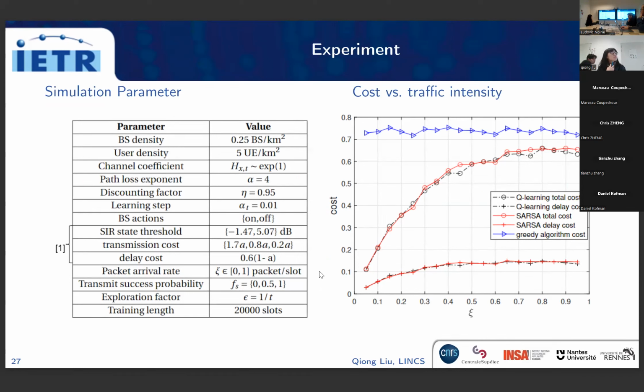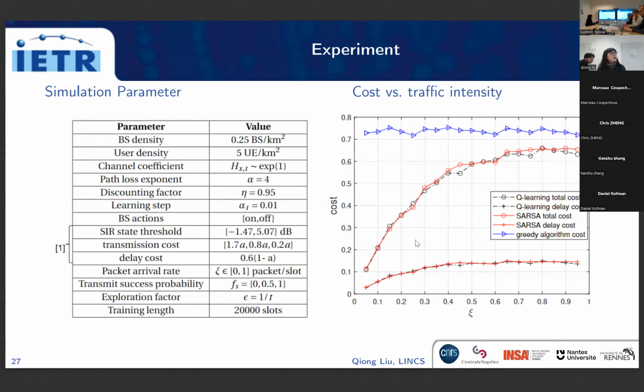To do the experiment, we keep the same simulation parameters as a journal paper published 5 years ago. They modeled a point-to-point system, and in our work, we modeled cellular networks.